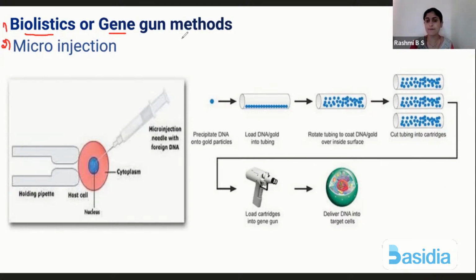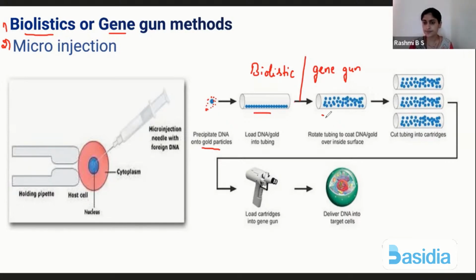So first we'll take the biolistic method. What happens in the biolistic or gene gun method? Look at the name, gene gun. These are gold particles. You need to dust the rDNA onto gold particles. You need to load and precipitate the DNA onto gold particles, children. And now you load those rDNA coated gold particles into some long tubes.